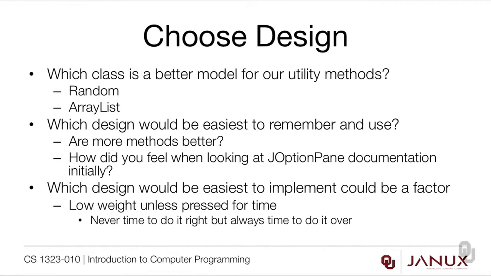Now, another thing you might want to think about is which design would be easiest to implement. And it's okay to use that as a factor to some degree. However, when you're writing a library, your primary concern needs to be with the people using the library, not necessarily with your inconvenience. So this is something I would tend to give low weight unless you're pressed for time. There's a saying in computer science that there's never time to do it right, but there's always time to do it over. It's, of course, quite sarcastic. Really, don't always consider which is the easiest to implement. And frankly, I don't think there's any difference in the difficulty to implement these two in this particular instance.